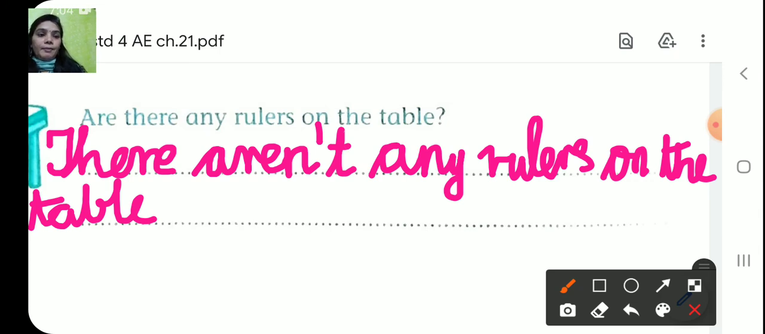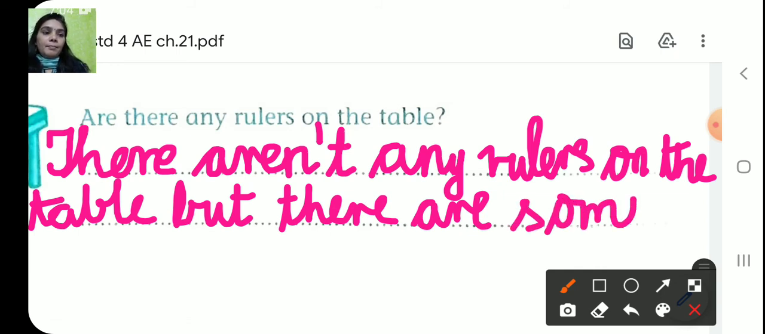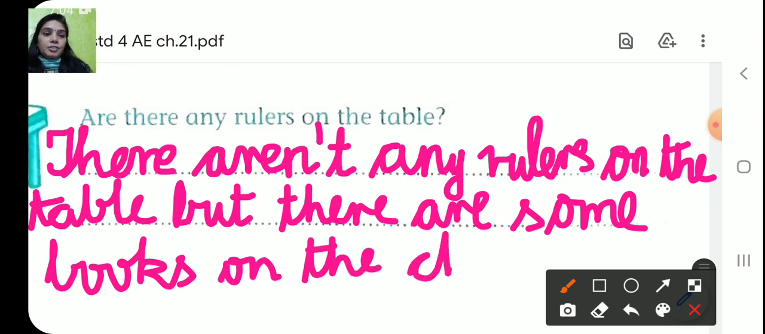And what will you write? But. So do not forget to write this word but. There are, but there are some books on the chair. But there are some books on the chair. Chair, full stop. Got it? So there aren't any books, any rulers on the table, but there are some books on the chair.